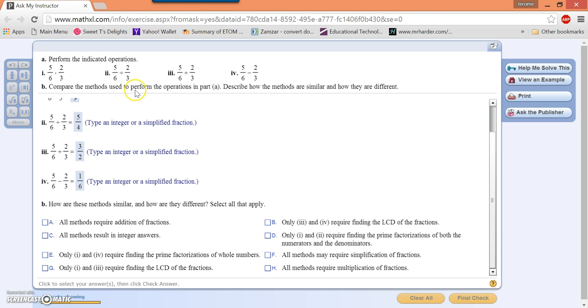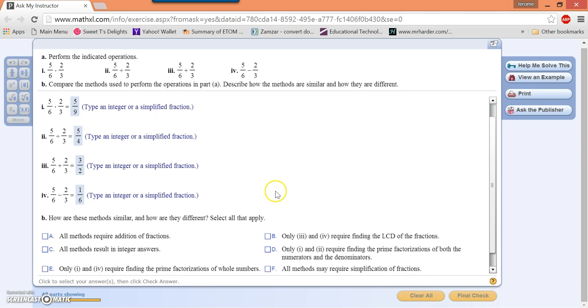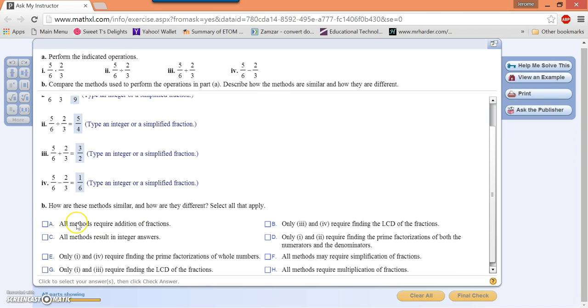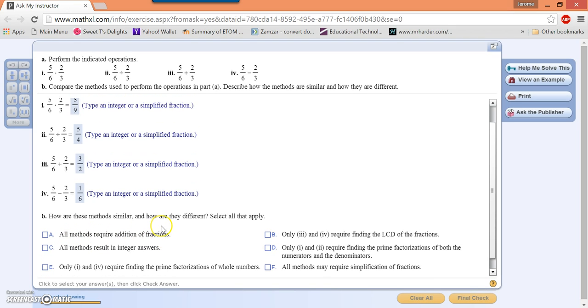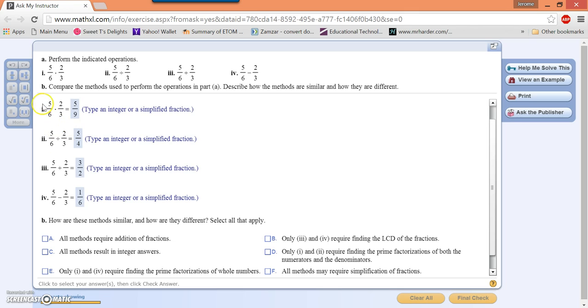It says, compare the methods used to perform the operations in Part A. Describe how the methods are similar and how they are different. Okay, now we get here to B. It says, how are these methods similar and how are they different? Select all that apply. Okay, now we look here at A. A says all methods require addition of fractions. We could clearly see that 1 and 2 do not require that, so we know we would not pick A.